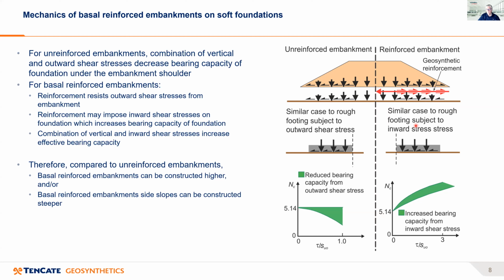So in terms of bearing capacity, what we have is effectively a rough footing subject to vertical loading plus inward horizontal shear stress. And so when we come down to this diagram here, we have vertical loading only, which is the factor 5.14. And because we now have inward horizontal shear stress, depending on the magnitude of this, that bearing capacity factor can actually increase above 5.14.